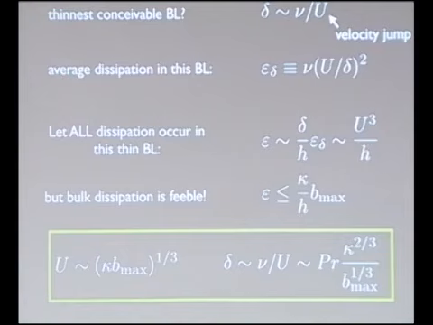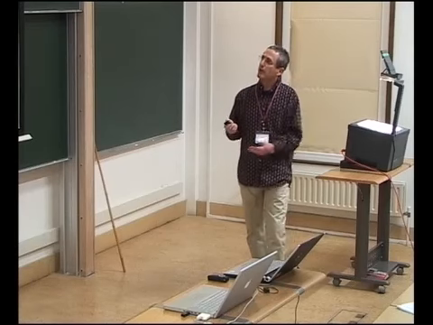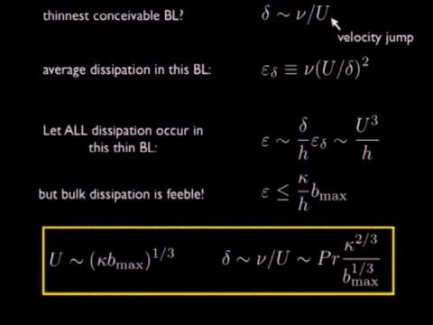Let's write a boundary layer thickness delta, which might be nu over some u, where u is the velocity jump over this boundary layer, which I don't know at this point. If that were to be the case, the average dissipation within that boundary layer would be nu times (du/dz) squared, so it would be this quantity. If I then assumed that all the dissipation in the box were to occur in that thin boundary layer, I could then ask what would be the average dissipation in the box, which would just be a geometrical reduction of the average dissipation in the layer, and I'd get an expression like this.